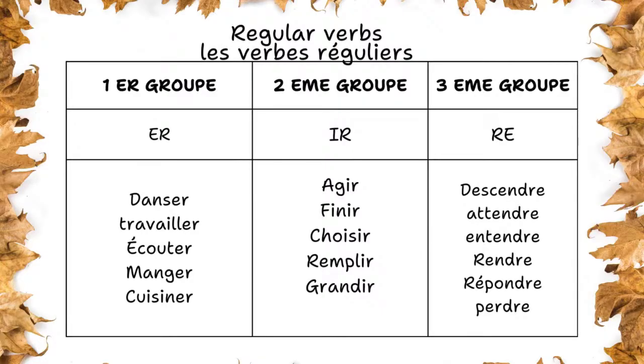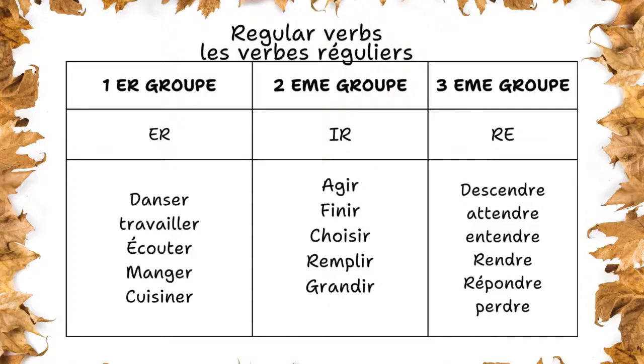and from the stem we can therefore add their endings. Now we have premier groupe, les verbes en premier groupe, verbs in the first group like danser, travailler, écouter, manger, cuisiner. Les verbes en deuxième groupe, ce sont les verbes qui se terminent en IR comme agir, finir, choisir, remplir, grandir. Les verbes en troisième groupe, ce sont les verbes qui se terminent en RE comme descendre, attendre, entendre, rendre, répondre, perdre. So those are the different groups for the regular verbs, and these verbs are known as les verbes réguliers.